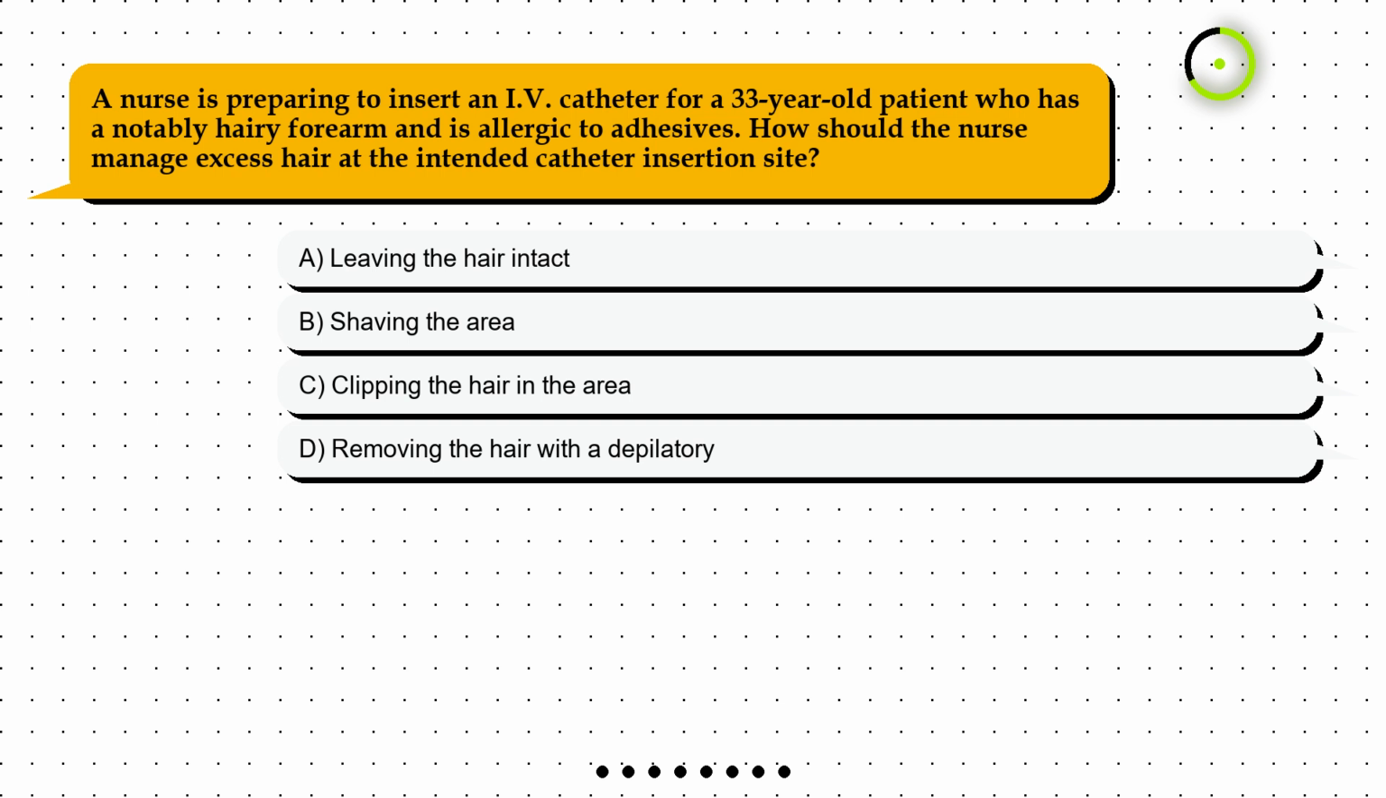forearm and is allergic to adhesives. How should the nurse manage excess hair at the intended catheter insertion site? Option A, leaving the hair intact. Option B, shaving the area. Option C, clipping the hair in the area. Option D, removing the hair with a depilatory.